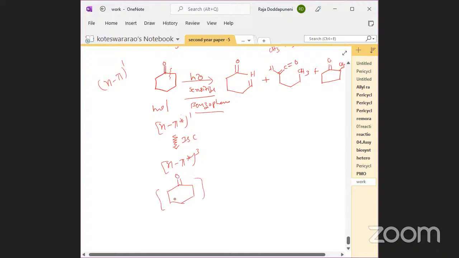Triplet excited n-pi star state. Now it is undergoing the alpha cleavage. The bond between the carbonyl carbon and the alpha carbon will undergo homolytic cleavage, which leads to the formation of a 1,6 biradical intermediate. Counting 1, 2, 3, 4, 5, and 6, this is known as the 1,6 biradical intermediate.